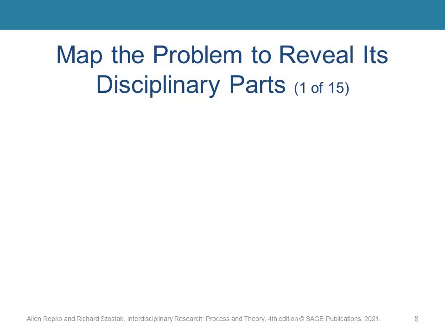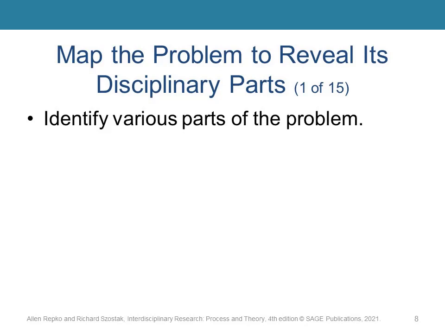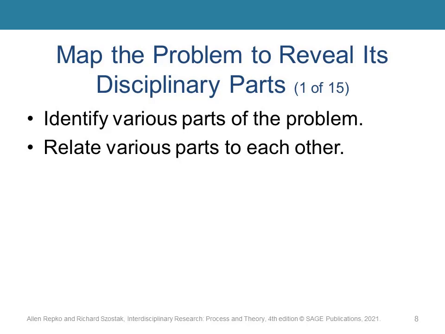The second substep of step 3 is to map the problem, to better understand the contributions of multiple disciplines. Start the mapping process by identifying the various parts or components of the problem. Consider causes, outcomes, prevention, and treatment. Then, relate the various parts to each other and to the problem as a whole.